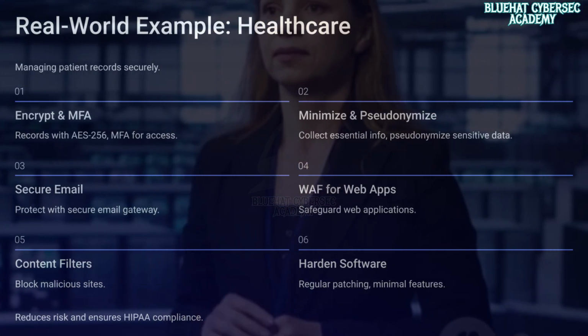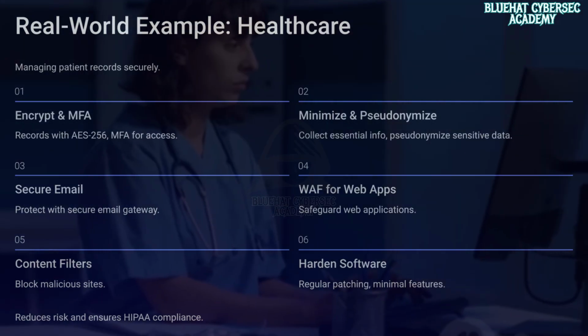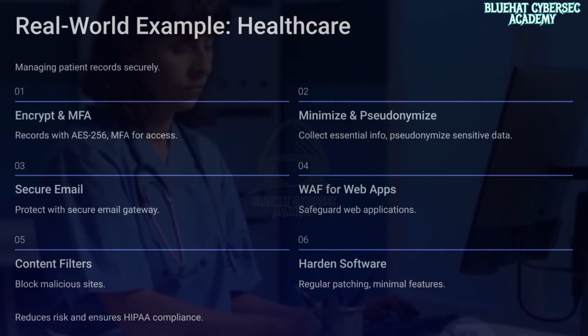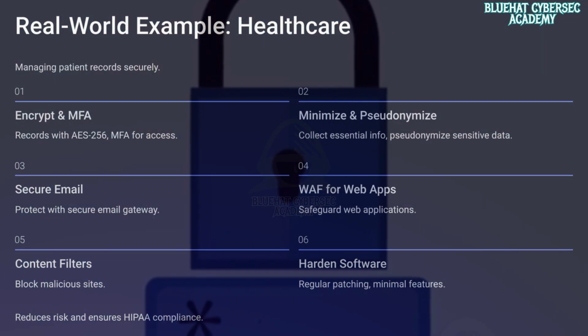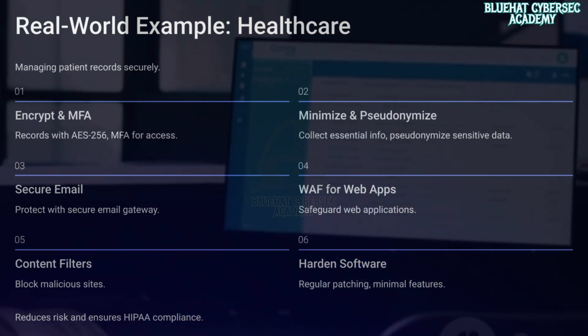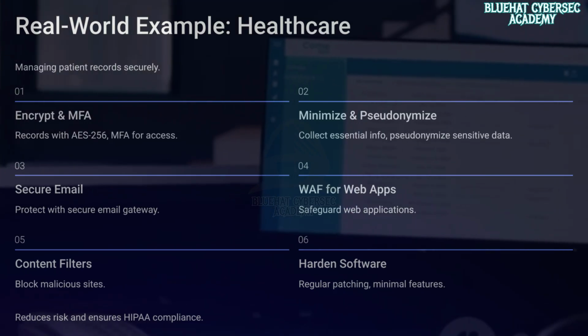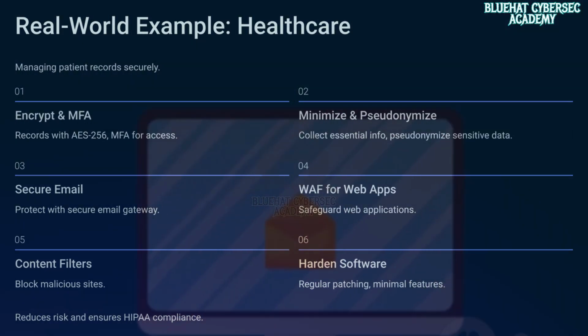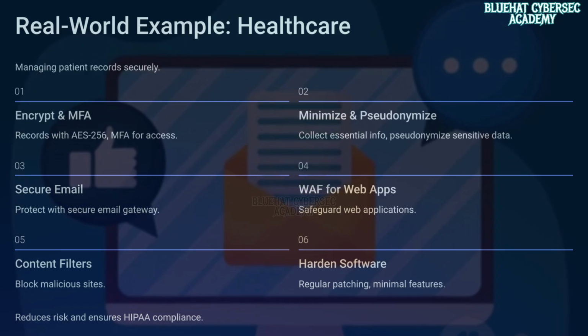All right, let's look at a real-world example. Imagine a healthcare company managing patient records. First, they encrypt records with AES 256 and use multi-factor authentication. Second, they only collect essential personal information and pseudonymize sensitive data. Third, they protect emails with a secure email gateway.